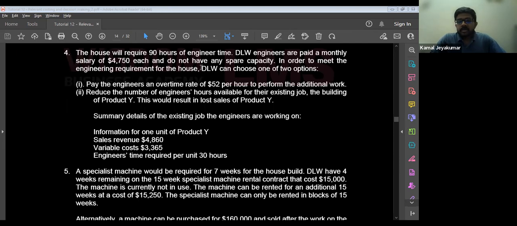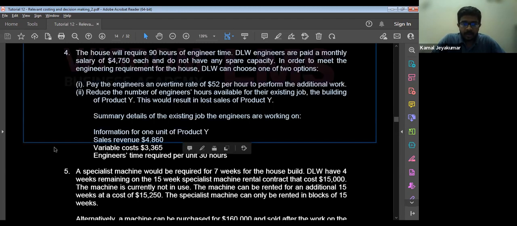So DLW also has those 2 options. One is to pay the engineers an overtime rate of $52 per hour, right? Or they can transfer them from this other work where they are building product Y. Now, for product Y, they have given information regarding the sales and the variable cost and how much time is needed to build 1 unit of product Y.